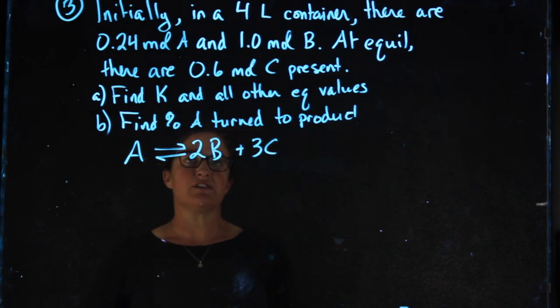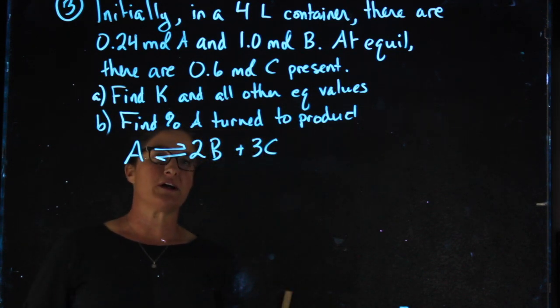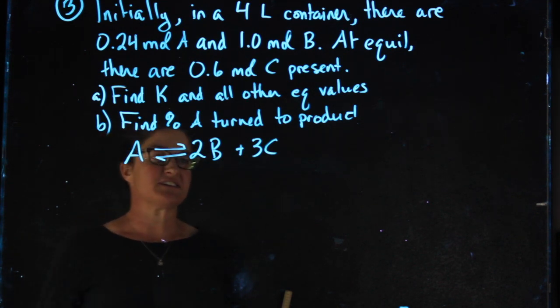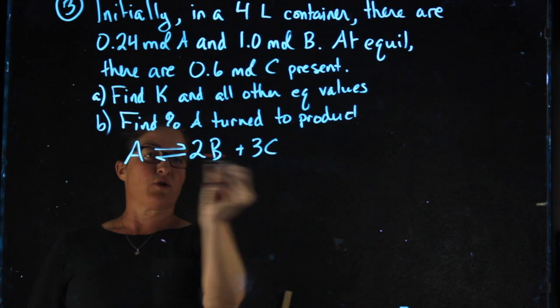Number 3, initially in a 4-liter container, there are 0.24 moles of A and 1.0 moles of B. At equilibrium, there are 0.6 moles of C present. Find K and other equilibrium values. Find percent A turned to product. And we're given the reaction.